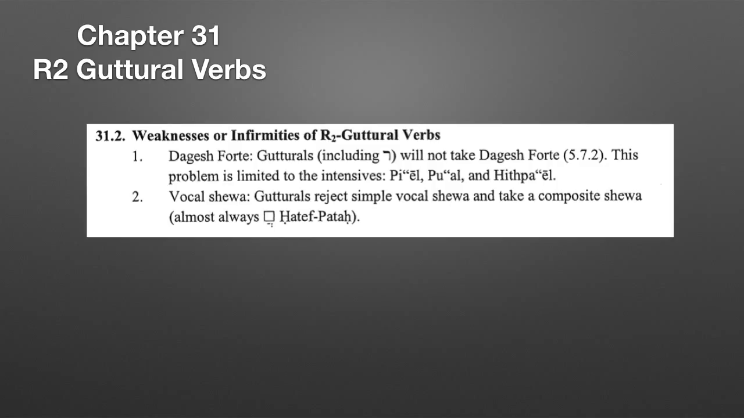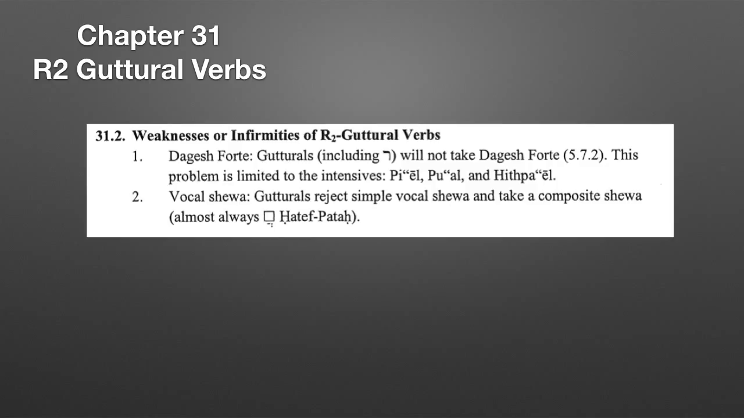We typically get some kind of compensatory lengthening in the preceding vowel. Resh will act like a guttural in this case. That should be an easy one to remember. Resh rejects, and so they get those two R's. And then we also have the vocal schwa problem. Gutturals, we remember, can't take a simple vocal schwa, so they're going to flip to a hatef.